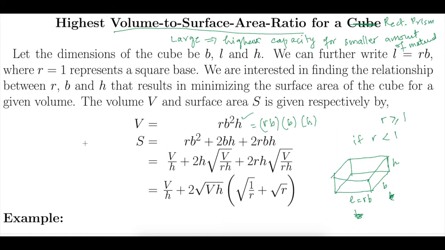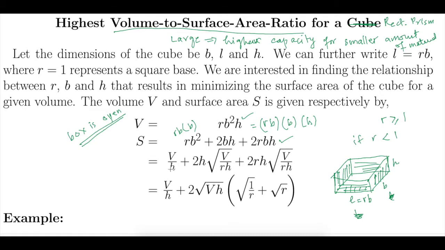Now we are assuming that the box is open. The same kind of analysis can be done for a closed box, but the intention is just to see the procedure, how we can arrive at the right result. So we have the area of the base, which is RB times B, so RB squared. Then 2BH, so B times H is this face and this face, and then 2 times RBH, so RBH is this face and this face. Okay, so this is the surface area.